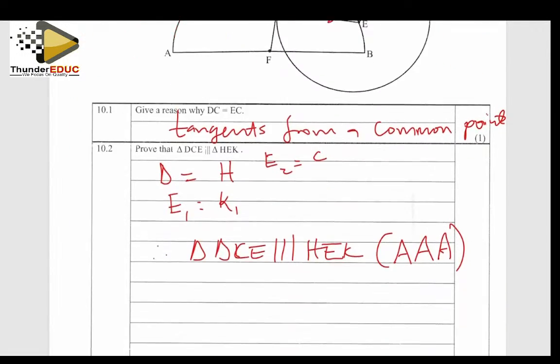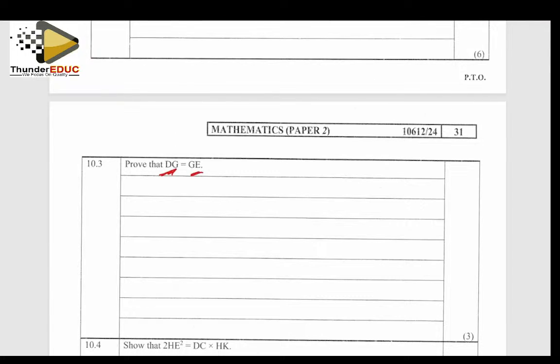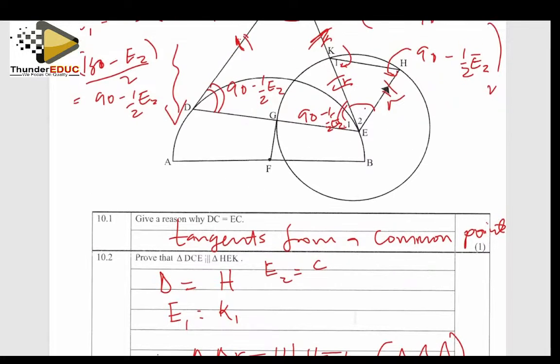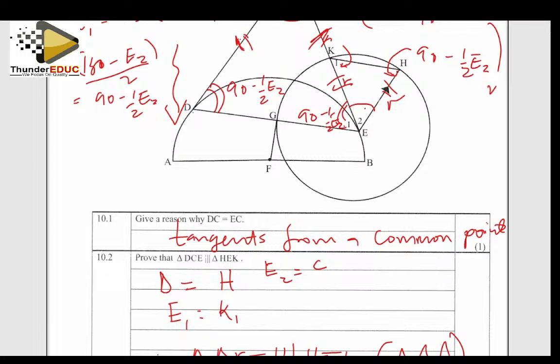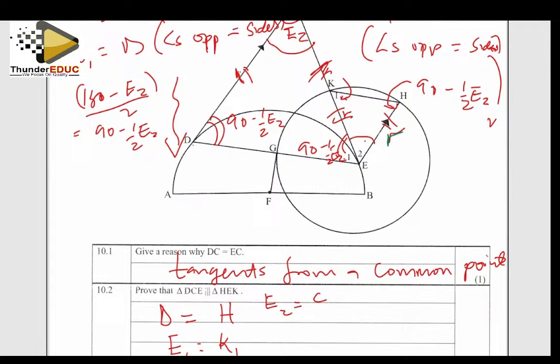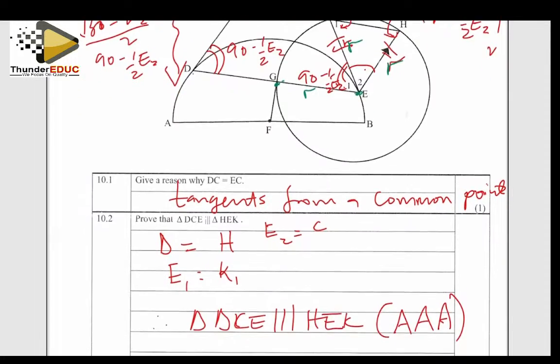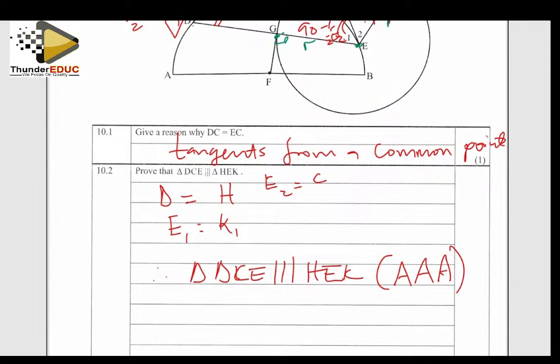So if that is true, then we have 10.3, where they are telling us to prove that DG is the same as GE. So if this is a radius, as we stated, even this is a radius because of sides opposite equal angles, which means that even GE is a radius because it is from the center to the circumference of the circle. Now, since this is a tangent FG, this angle here is going to be a 90.